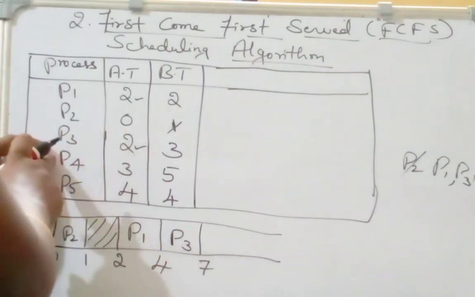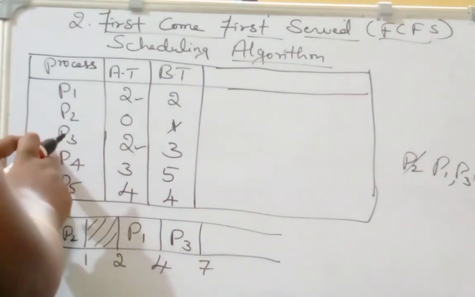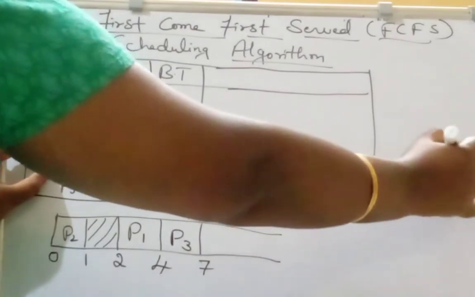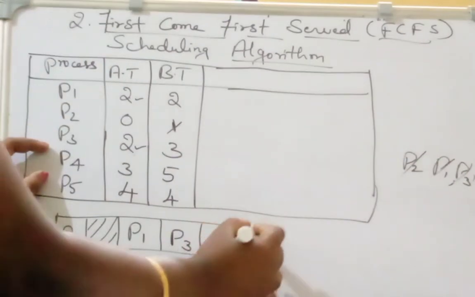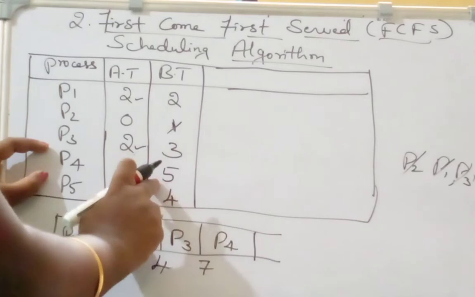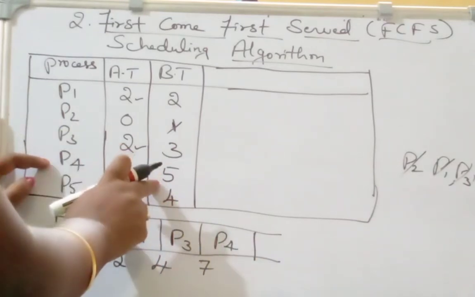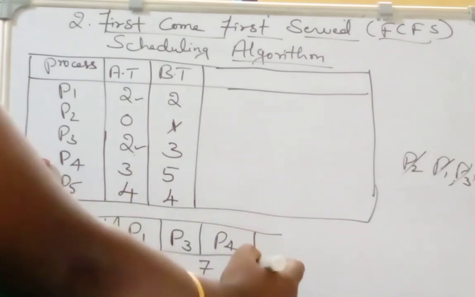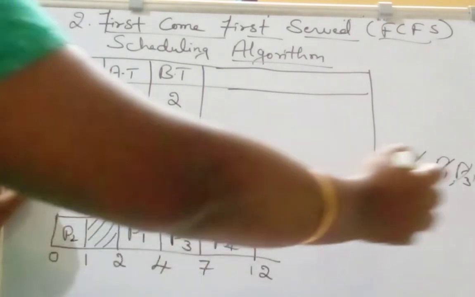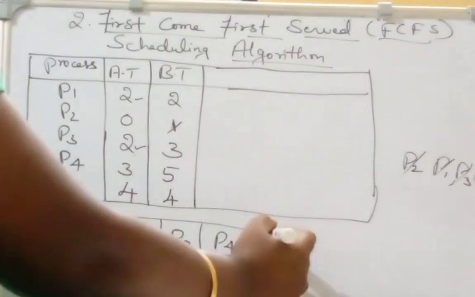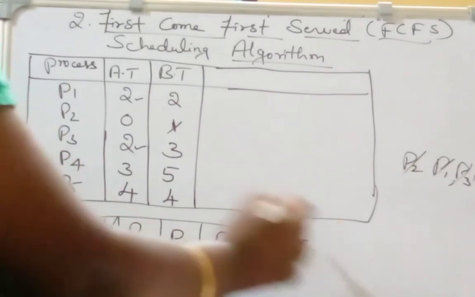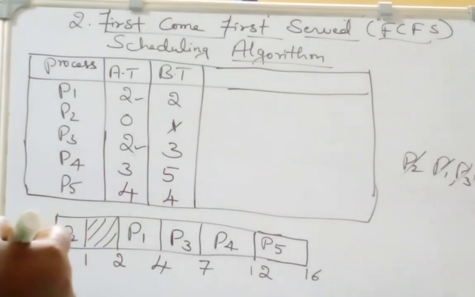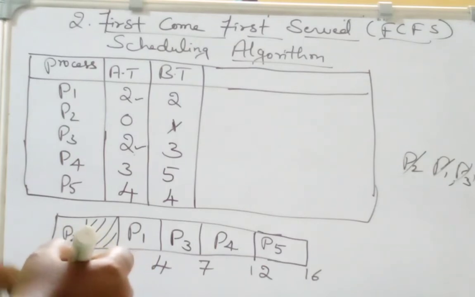No new processes arrive now. We have P4 and P5. Among these two, who arrived first? P4. So the next process to complete is P4. P4 will hold the CPU till its complete execution. It needs 5 milliseconds, so 7 plus 5 is 12. P4 is also completed now. The last process in the queue is P5. P5's burst time is 4, so 12 plus 4 is 16. Now we have written the Gantt chart for this problem.